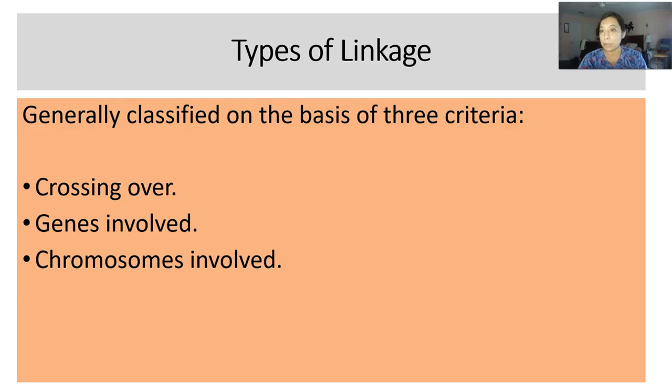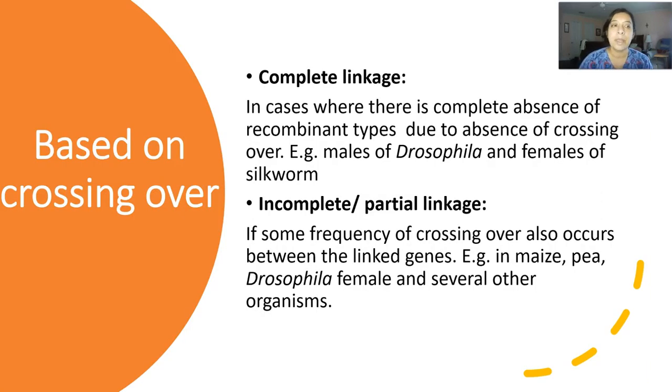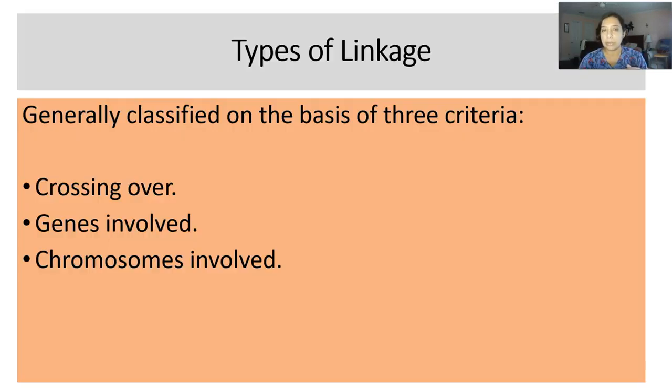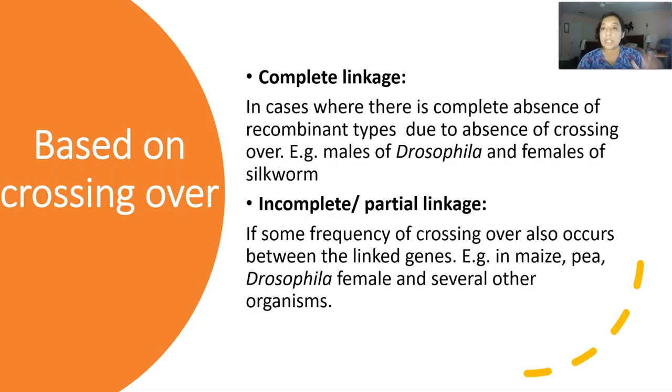Genes on the same chromosome are more likely to be linked than genes on separate chromosomes, obviously, because they're not linked through that mechanism. So based on crossing over, there are two different things that you can have. We're going to talk about each one of those scenarios and look at them a little bit more in detail. Just because genes are on the same chromosome does not mean that there's going to be complete linkage.